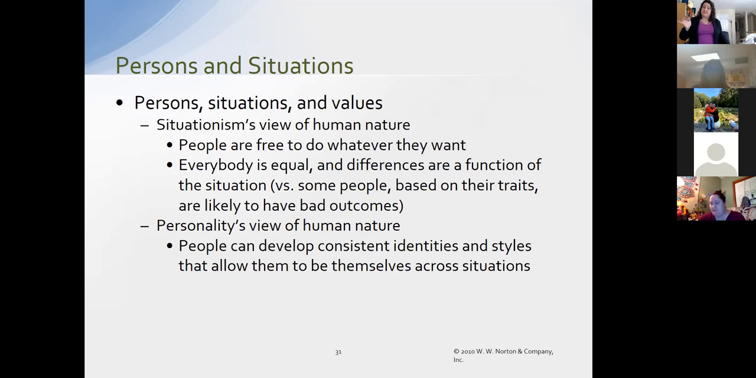And again, that's in opposition to trait theorists, or trait approach people, who say that some people, based on their traits, are likely to have bad outcomes. It also involves personality's view of human nature. People can develop consistent identities and styles that allow them to be themselves across different situations.